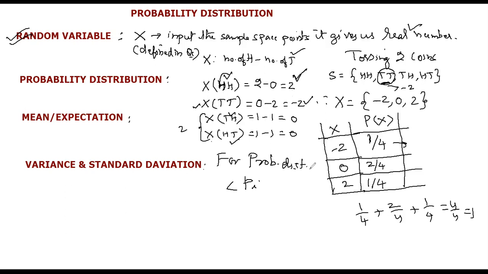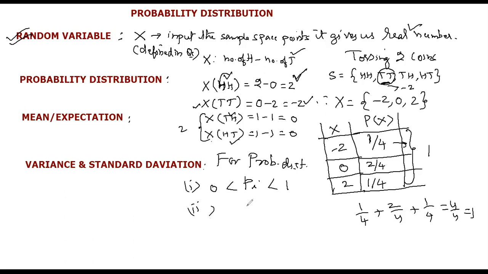For any probability distribution, it is compulsory that the sum of all these numbers should be equal to 1. So there are two conditions. All probabilities should be greater than 0 and less than 1. That is obviously something you know.